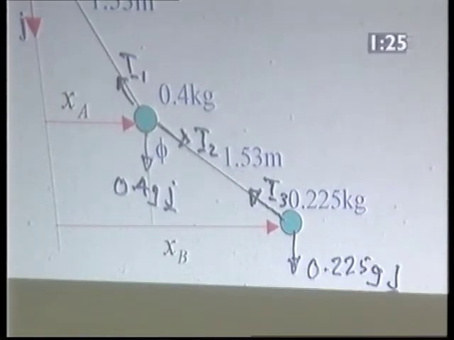Call that T3 and 0.225 g j, the mass of the onion times g. On this onion up here, it's connected to two strings. I've got the word spring in my mind now after this. Two strings, T1 and T2, and the weight of the onion, 0.4 g, acting in the j direction.